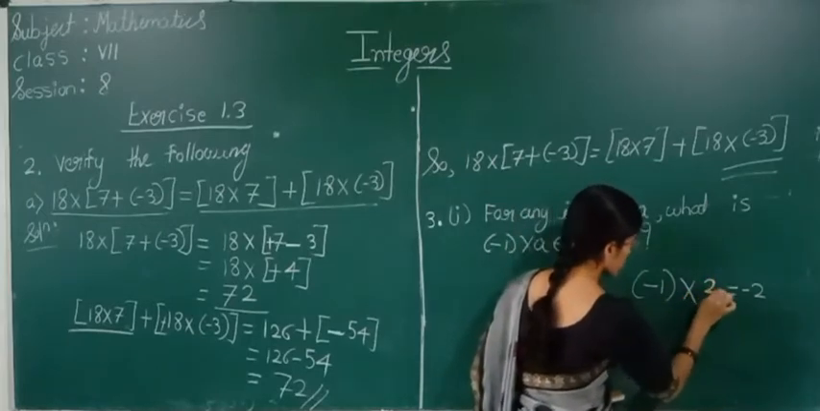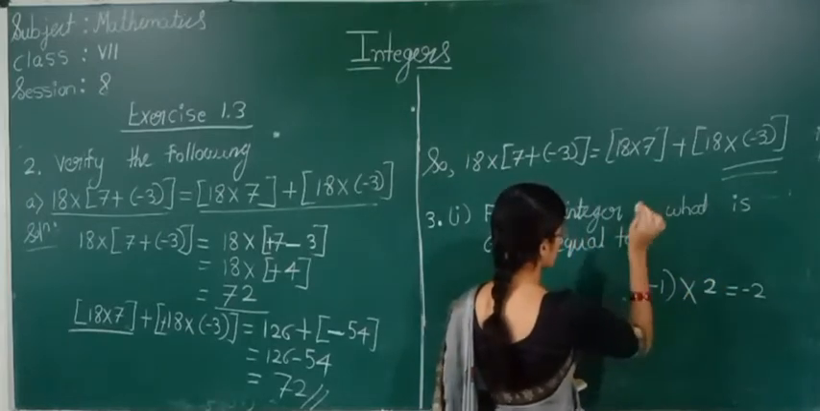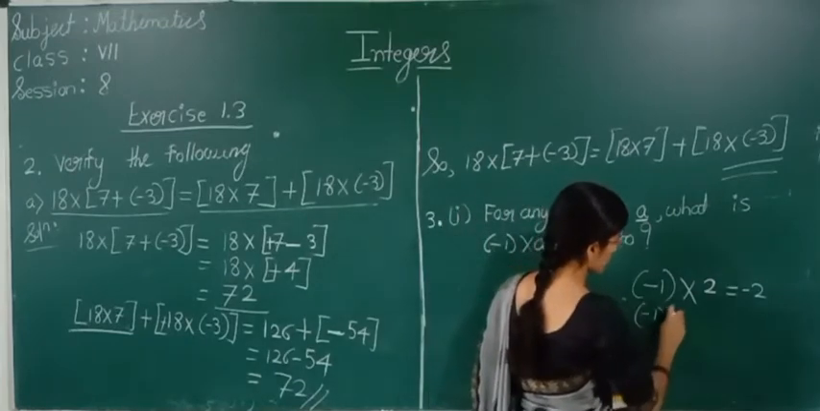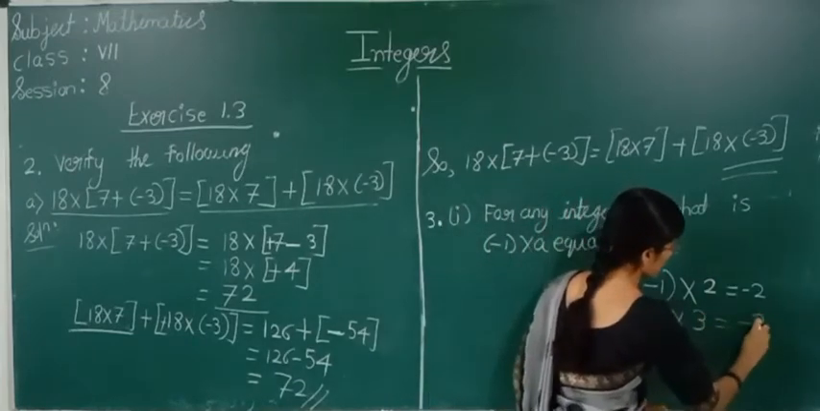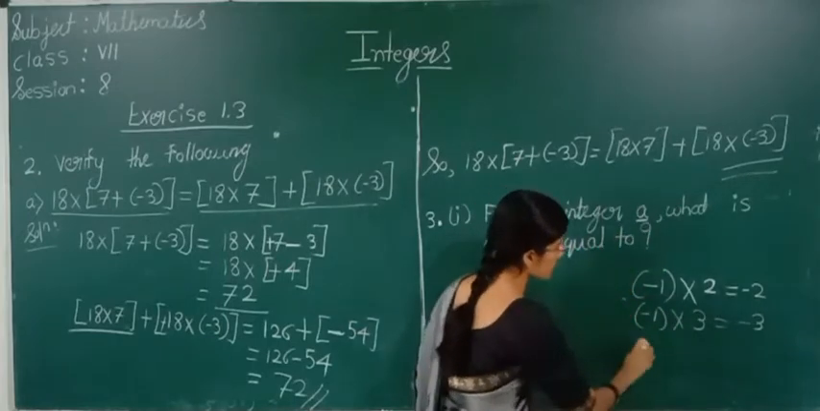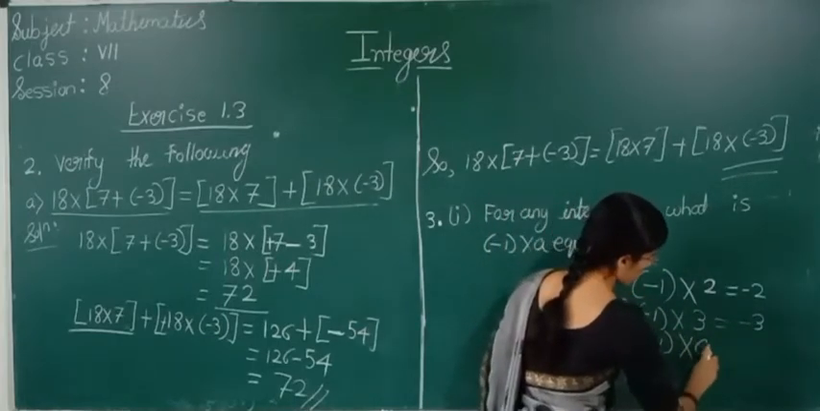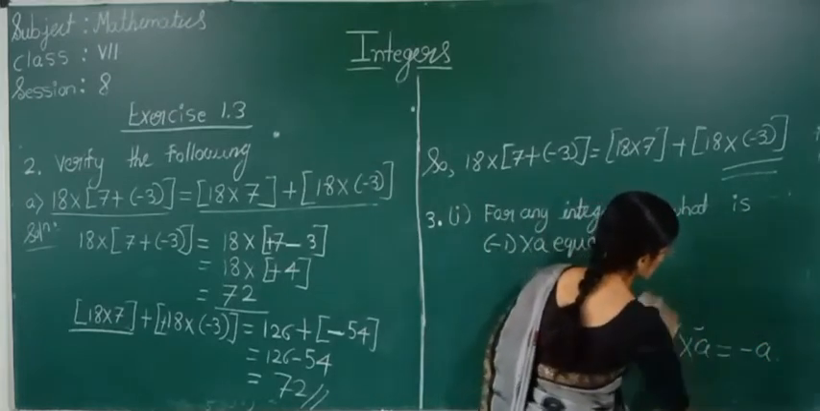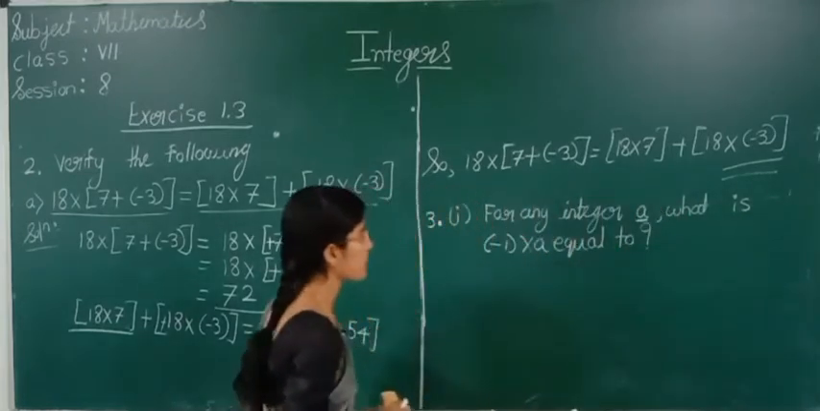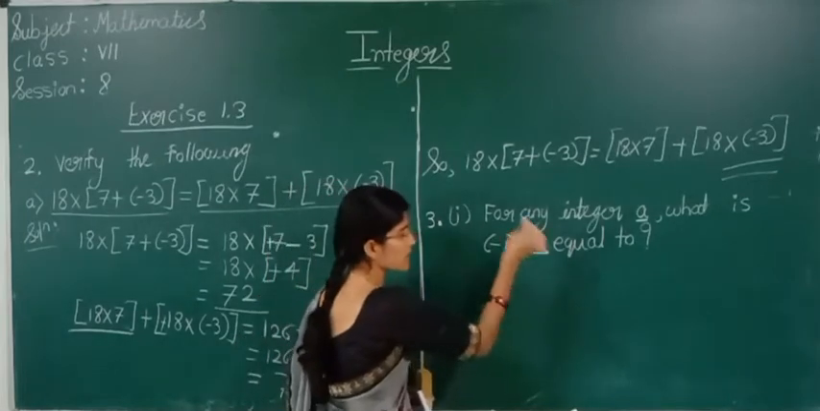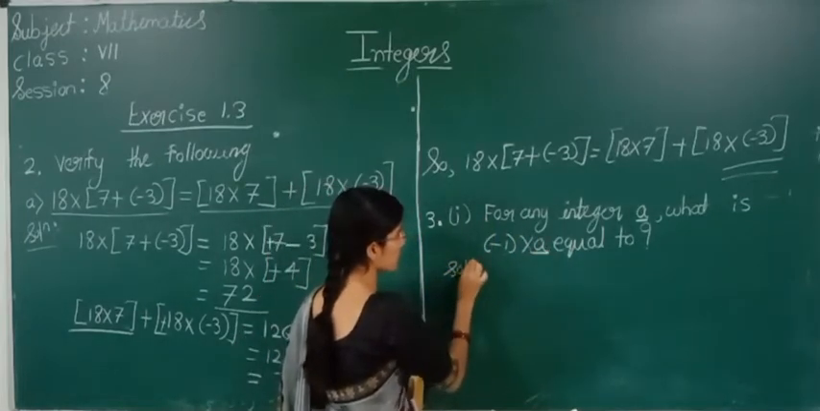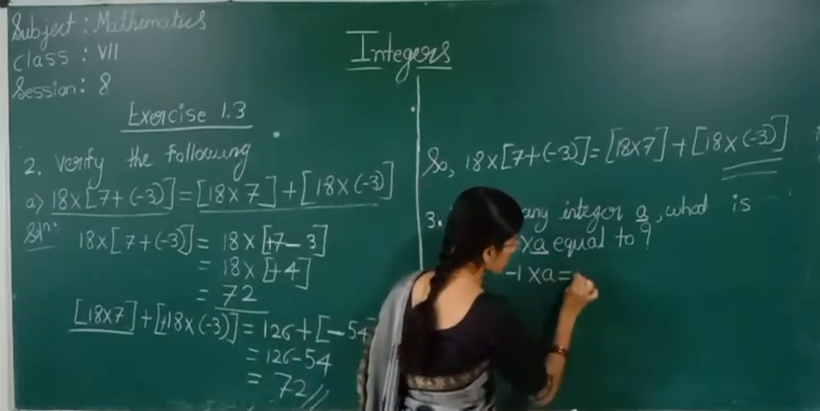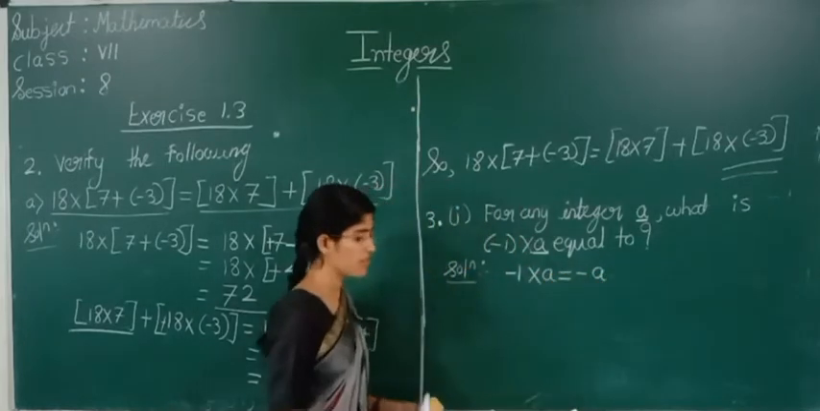If you take in place of a any integer as a, say minus 1 into 3 is minus 3. In the same way, what is minus 1 into a? It will be minus a. For any integer a, what will minus 1 into a equal? Solution. The answer is minus 1 into a is minus a. Okay.